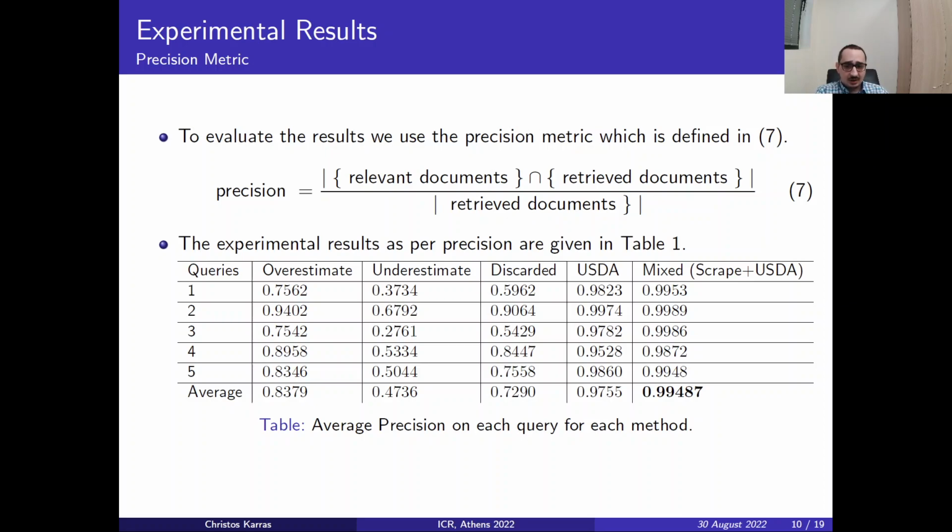The experimental results as per the precision metric are given here in this table. We can see on the left hand side the queries we performed and the three categories we previously mentioned: the Scrape method, the USDA API method, and the mixed method, where we utilize both the Scrape and the USDA methods to fetch the data. As we can observe, the best precision on each query is given by the mixed method, where we fetch data using both APIs, where the average precision on all queries was 0.99487, which is a really good result.